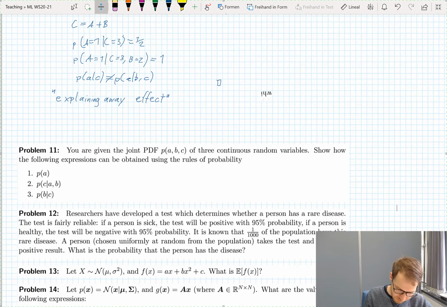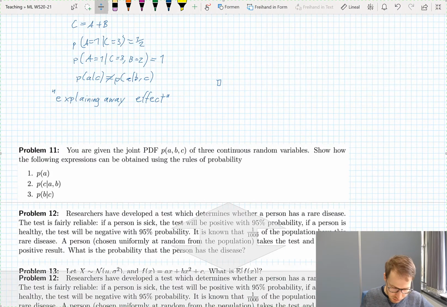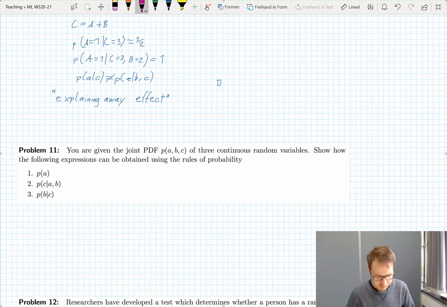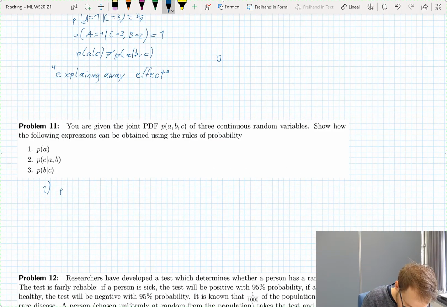Problem 11. You're given the joint PDF, so we have a probability density function. Therefore, we already know those are continuous variables, not discrete, of 3 continuous random variables. Show how the following expressions can be obtained using the rules of probability. So this is very basic. You should know these, how to obtain this.